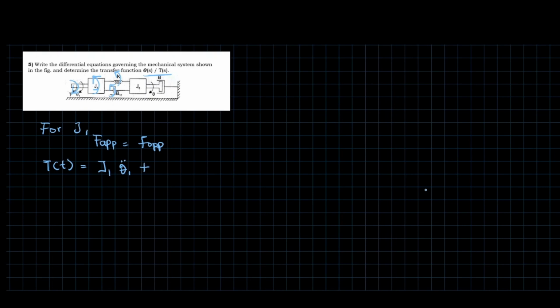Plus the second thing that will affect is B12. But notice that B12 is connected to this and this, and it's affected by the rotation of both J1 and J2. So it's going to be d theta 1 over dt, because it's velocity. Let me write it as velocity first so I won't confuse you. Since we are working in reference to 1, let's write d theta 1 over dt minus d theta 2 over dt, which is the rotation of the second inertia. I'm just going to write theta dot 1 minus theta dot 2.